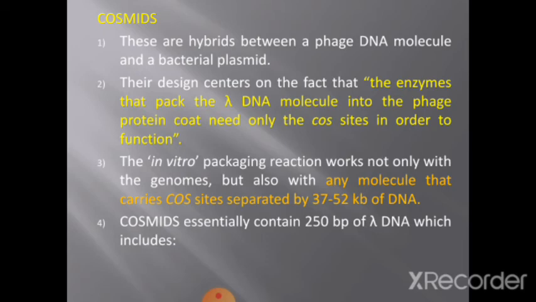Then, as per your syllabus, you have to learn one more type of vector, that is cosmids. Cosmids are hybrids between a phage DNA molecule and a bacterial plasmid. Cos is from the phage part, mid is from the plasmid. So it is a hybrid of plasmid and a phage vector, hence the name cosmid.